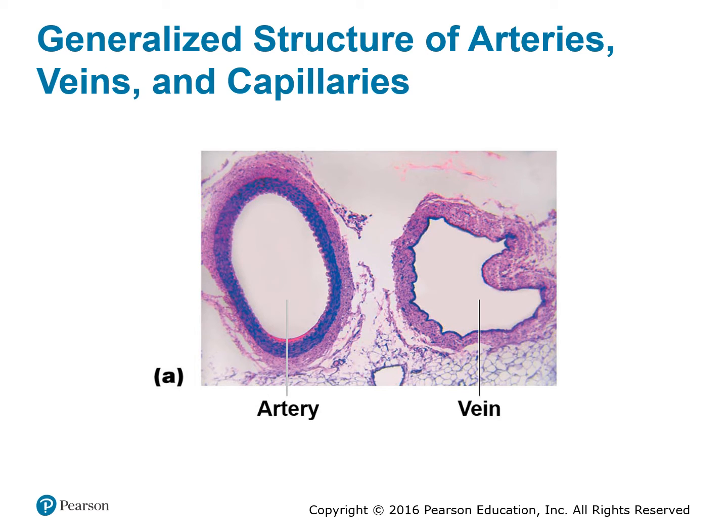So depicted here is a hematoxylin and eosin histological stain of an artery and a vein. You can see the artery on the left side with the much larger and more shapely diameter compared to the smaller diameter, which depicts the vein on the right side of the picture.